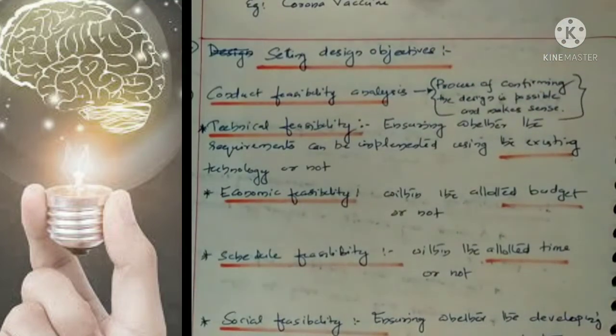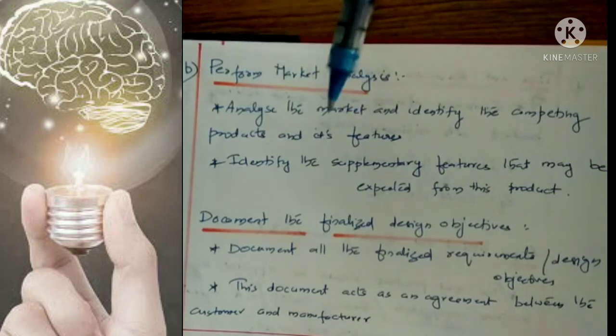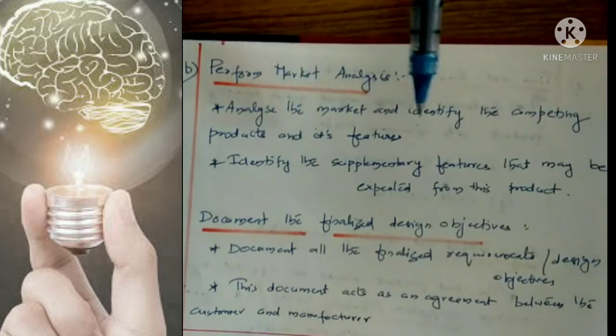So that is all about feasibility analysis. But in addition to the feasibility analysis, you need to do some more analysis. That is perform market analysis. Why we are doing market analysis? So suppose you are manufacturing mobile phones. Suppose you are going to manufacture a very good camera phone. Okay, so in that case you should analyze the market and identify the competing products and their features.